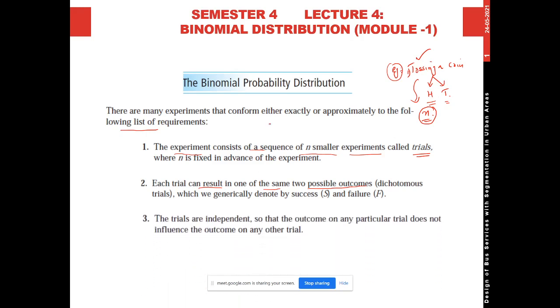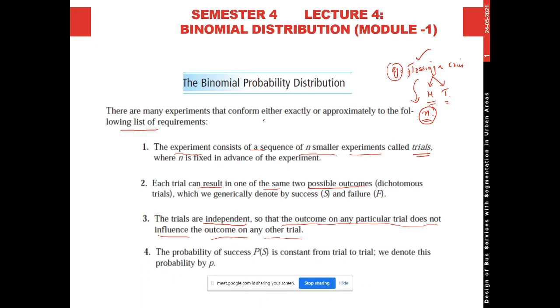Third one, the trials are independent. The outcome on any particular trial does not influence the outcome on the other. If we toss the coin the first time, it may be head or tail. The second trial may be head or tail; it doesn't depend on the previous outcome, and the previous outcome doesn't affect the next trial. That means they are independent.